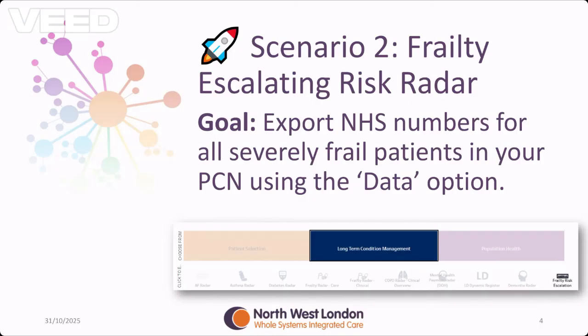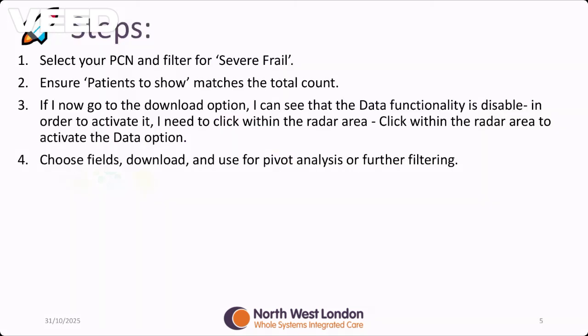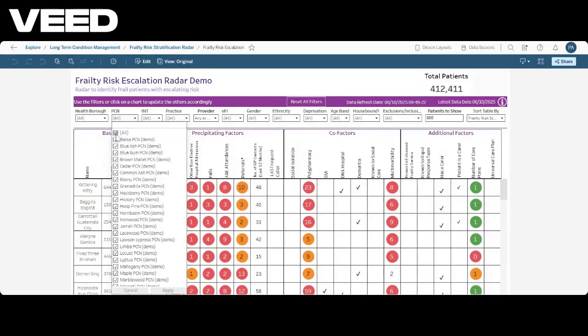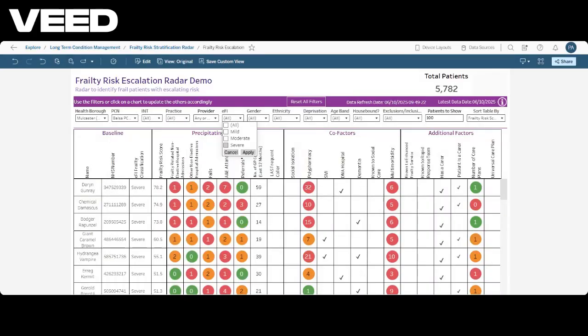Scenario number 2. Frailty Escalating Risk Radar. Goal: export NHS numbers for all severely frail patients in your PCN using the data option. Select your PCN and filter for severe frail. Ensure that patients to show matches the total count here.